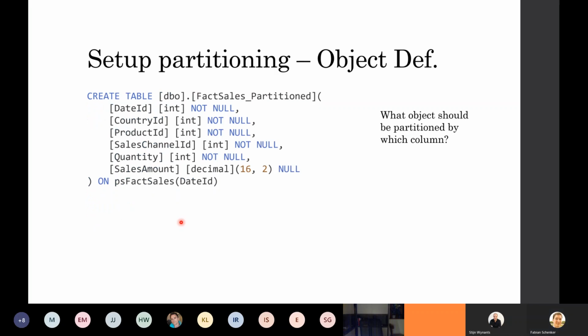After that, everything we have to do is basically define an object that gets partitioned. So here we have our fact table. I call it fact table partitioned, so I do not forget which one is partitioned. And at the end, I just define, okay, this is partitioned by this scheme, and the partitioning key is my date ID. That's all. After that, I can add data into the table, and it will be partitioned by the boundaries I've defined.